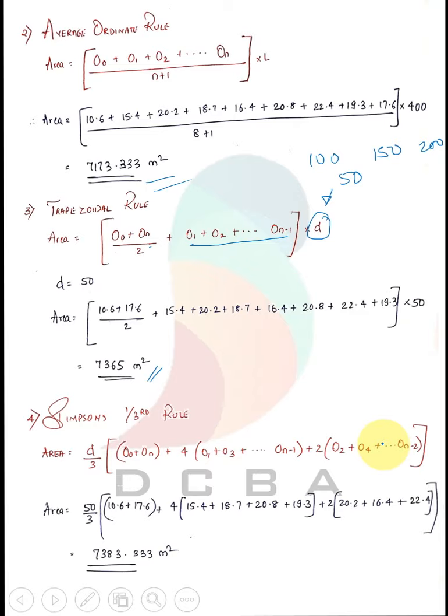So it's mere substitution in this, and the area that you get is 738. Now if you compare the area, the most accurate area by theory is given by Simpson's rule, because it takes into consideration the curvature, if there is any curvature in between the ordinates. If there is no curvature, like if there is a linear variation, then the trapezoidal rule is much better in finding area.